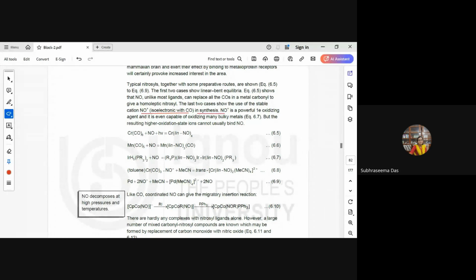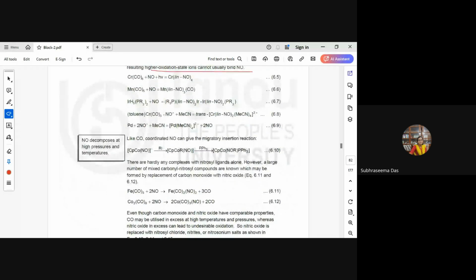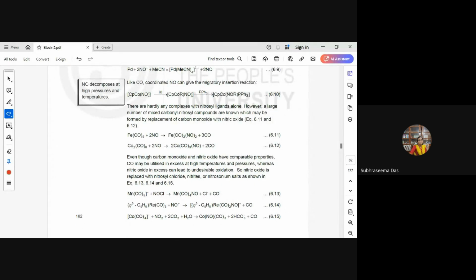Now NO+ is a powerful oxidizing agent and is capable of oxidizing many bulk metals as shown in equation 7, but the resulting higher oxidation states usually cannot bind to NO. So there are hardly any complexes with nitrosyl ligands alone, like we have complexes containing only carbonyl ligands. But a large number of mixed carbonyl nitrosyl compounds are known, and they are formed by the reactions shown in equation 11 and equation 12.